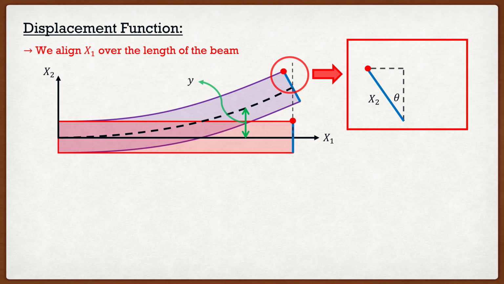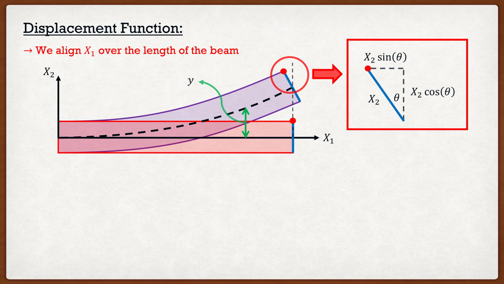If we were to look at the horizontal translation due to this, well, it's very simple. It's going to be x2 times sine theta. We have a nice triangle here. It's not too hard to figure out. If we're looking at the vertical component, we see that this is going to be x2 times cosine theta, which again is not too hard to see because of the nice triangle that we have here.